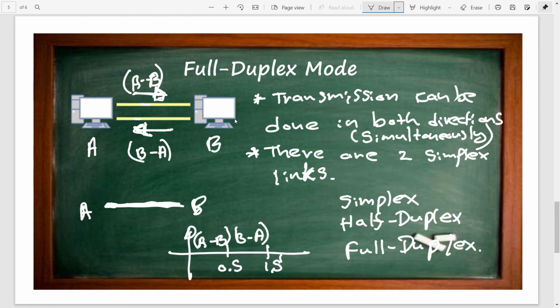We can summarize this video tutorial like this. Initially we learned about simplex. It is only one direction. Then we learned about half duplex. It is only one direction at a time, but can do communication in both directions. In full duplex communication, we can have both direction communication simultaneously.